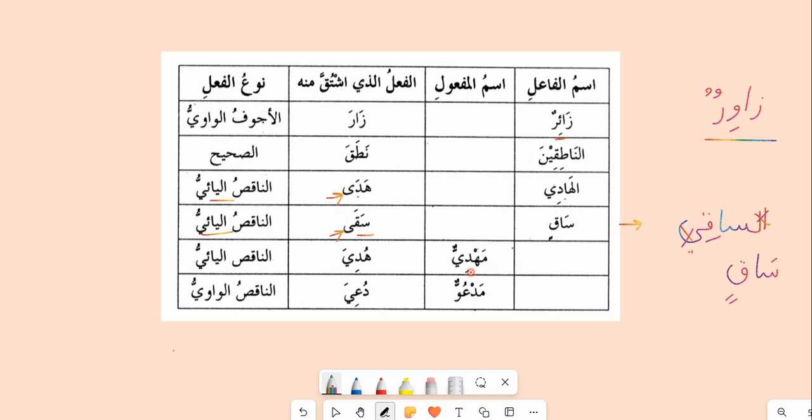ya'i. Mahdiyun comes from hada, to be guided. This also has an alif makhsura at the end, that is naqis al-ya'i. And mad'uun comes from da'a. You know this verb, all done in the lesson. This changes to waw. That's why it is called naqis al-wawi.